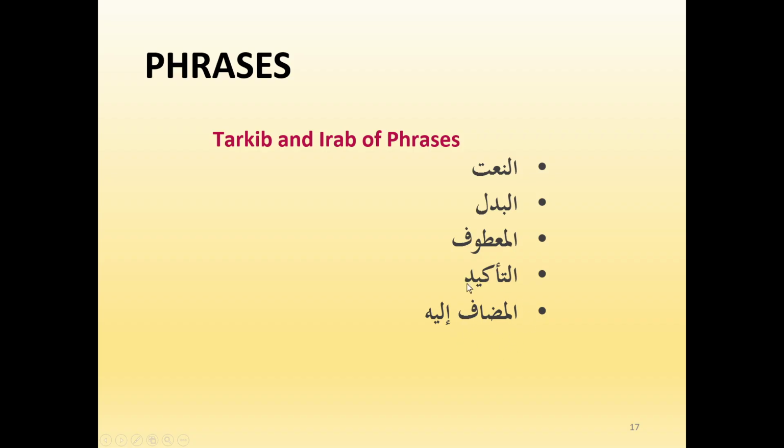Mudaf ilayh. Ta'kid can be done in two ways, lafzi and ma'nawi. Lafzi is when you repeat the same word. And ma'nawi is when you use a word that is meant for emphasis, like kul, everything, so that's like everybody. That's what I mean by words that mean emphasis. So that's a simple word to remember, kul. Mudaf ilayh. So these are the phrases that we normally come across. All right.